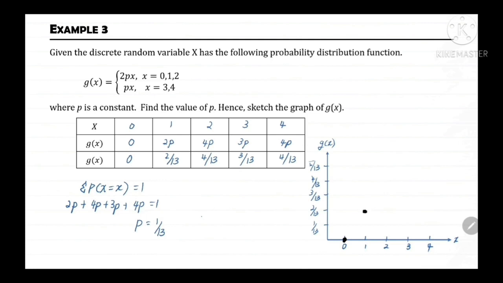Since this is a discrete random variable, x is a constant value, so this is a straight line, and there is no graph in between 1 and 2. When x equal to 2, g(x) is 4 over 13 here. Again, this is a straight line. And when x equal to 3, it is 3 over 13, and when x equal to 4, it is 4 over 13 here. Okay, the graph for a discrete random variable must be in straight lines.